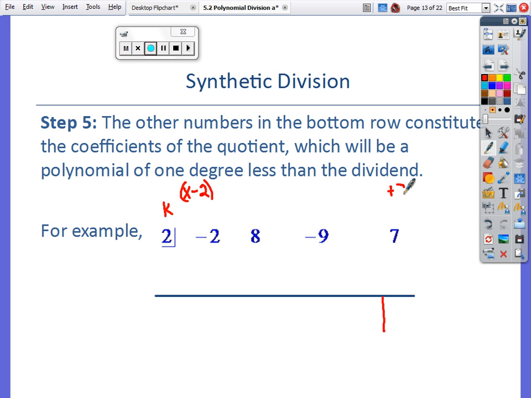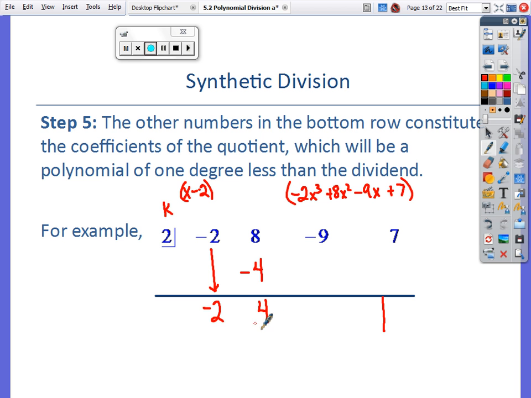Okay. This would be our, let's say, x, our linear term. This is our x squared. This is our x cubed. And so this would be sort of like the dividend. So that's where it came from. This divided by that. We found our k. We wrote all of our coefficients, not missing any. Now here's the process. You drop, multiply, add. Multiply, add.